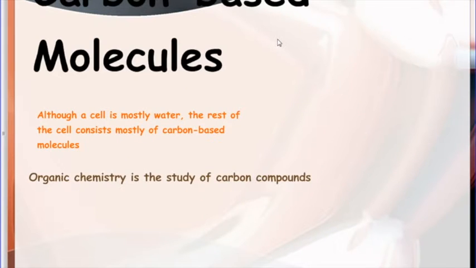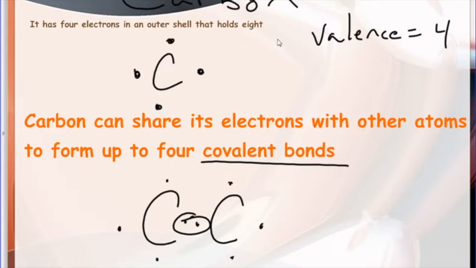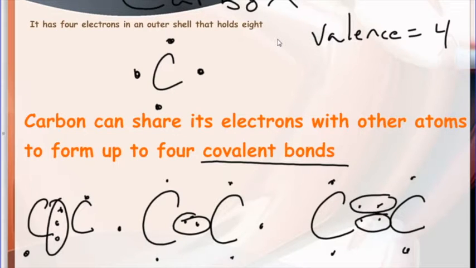Let's talk about carbon-based molecules and go a little deeper into organic chemistry. Most living things are composed of carbon-based molecules. Carbon has many useful properties, like having 4 valence electrons. Carbon has the ability to share electrons and form covalent bonds. Carbon can form single bonds, double bonds, and also triple bonds. This ability to form bonds allows for the creation of a variety of different molecules with different shapes.